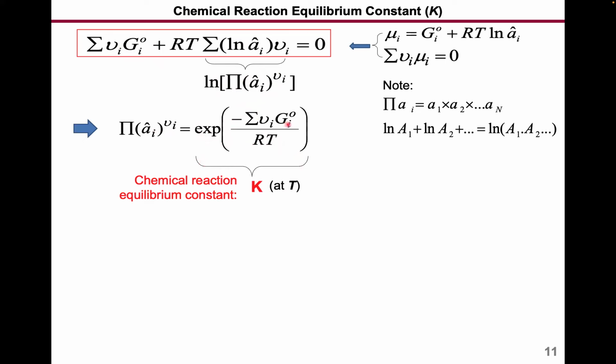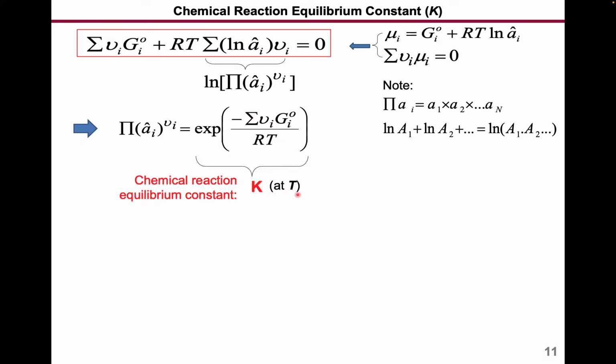And here, this whole thing is the standard state Gibbs free energy of the pure species and the stoichiometric coefficient, divided by RT, and this value you can look up. If it's a reaction, your ν_i is given, right? And then RT, once you specify temperature, you can calculate this whole thing as a constant at a particular temperature. And this constant, we give a name: it's called the chemical reaction equilibrium constant. And we use K to represent this, okay?